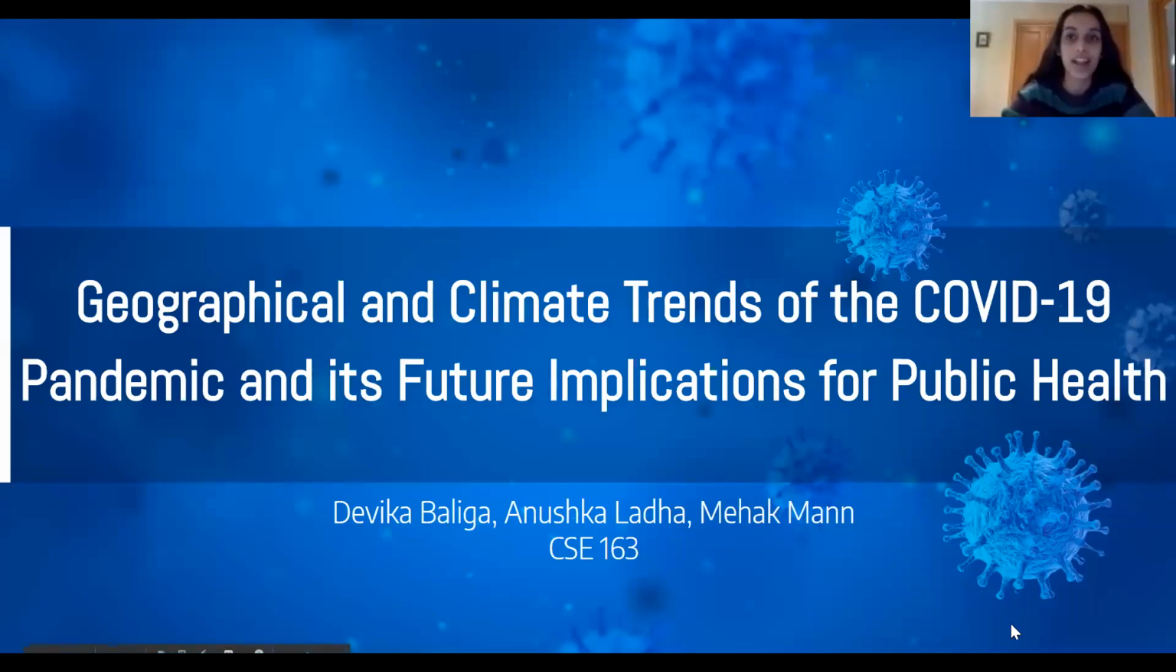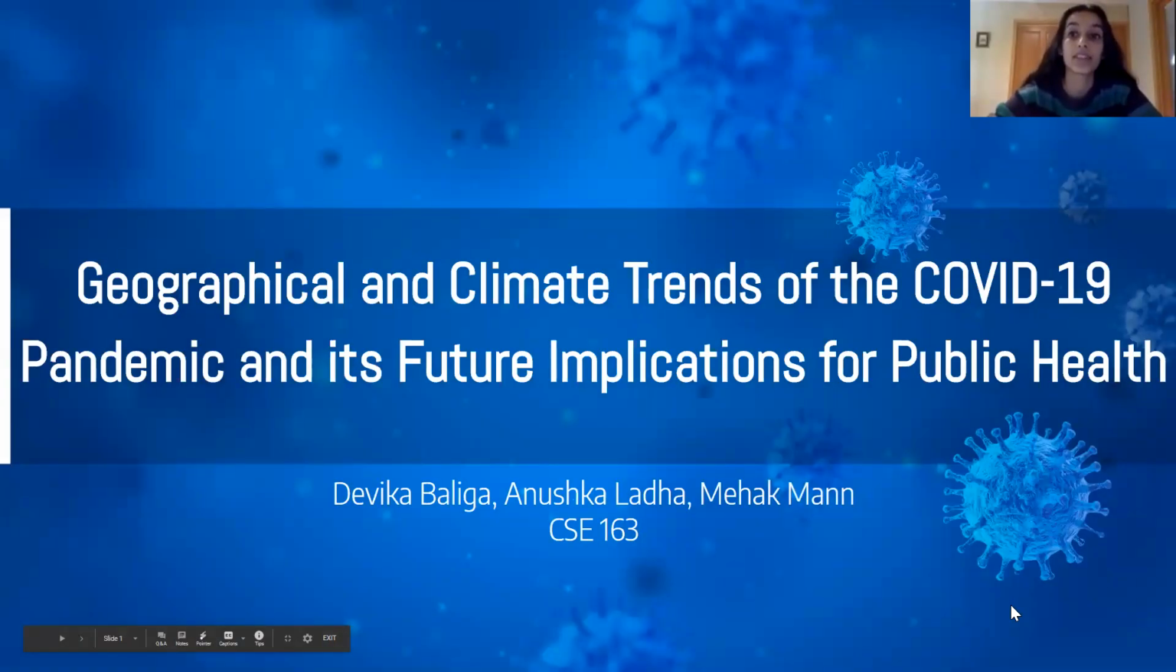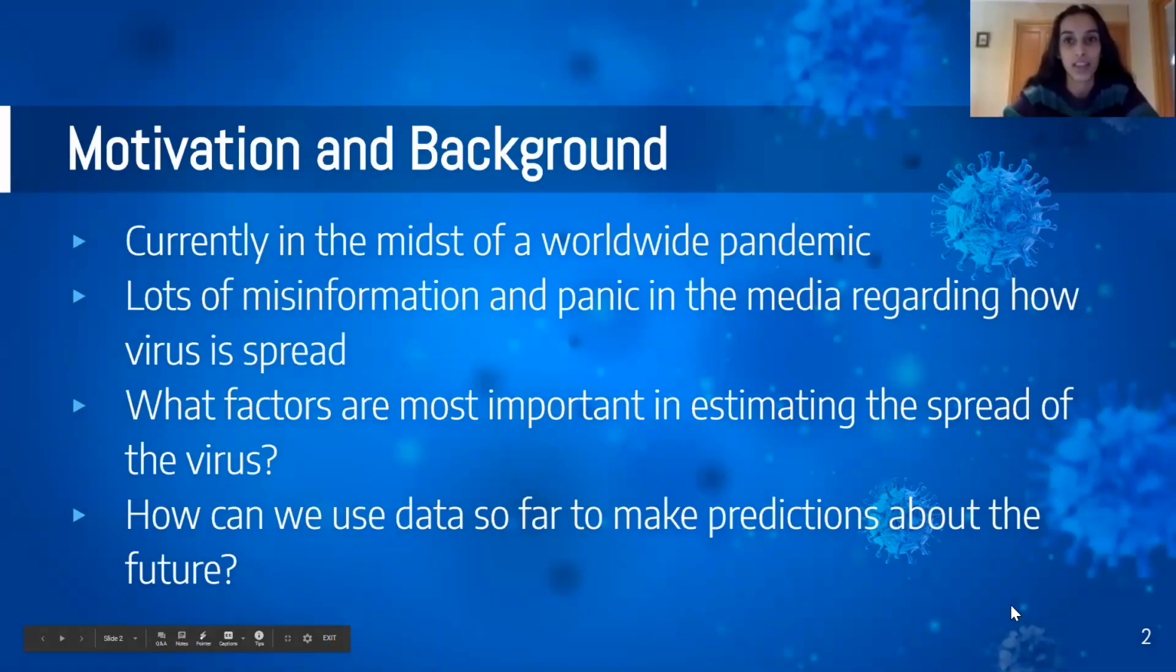And I'm Mehek, and our project was on analyzing how geographical and climate trends affect the spread of COVID-19. So our motivation was that we're in the middle of a global pandemic and there's just a lot of uncertainty surrounding its causes and effects. So we really wanted to determine what factors actually make it spread and how we can use data that exists already to make predictions about what is to come.